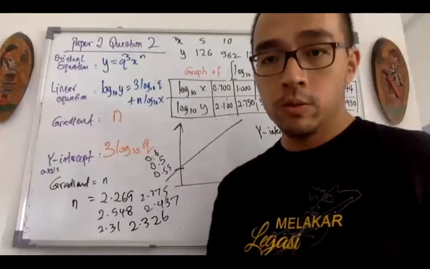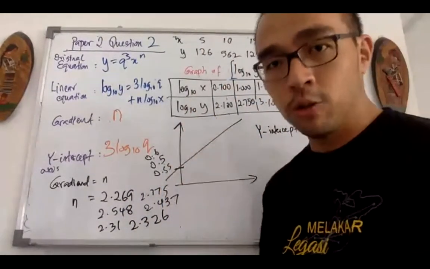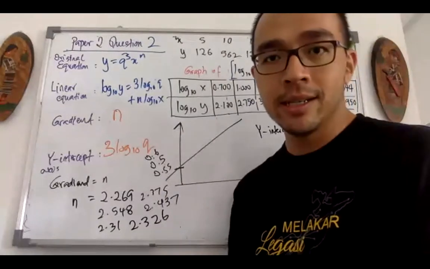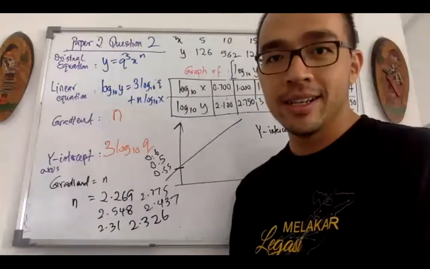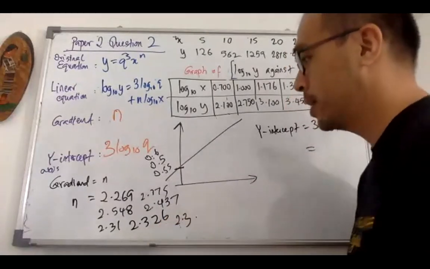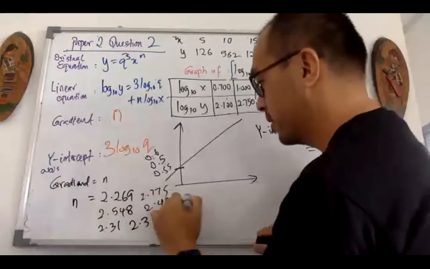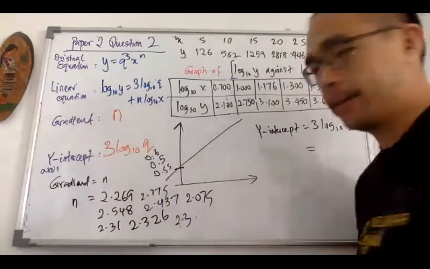Okay, 2.437. I'm just going to take one more reading and then I will talk about this. 2.3 ngam, really? Okay. 2.3 ngam. Okay, so I'm just going to 2.075. Okay.